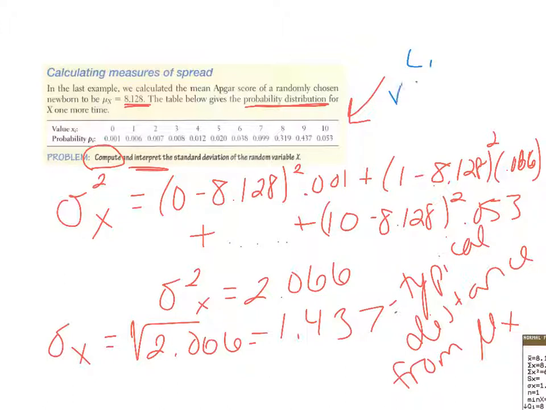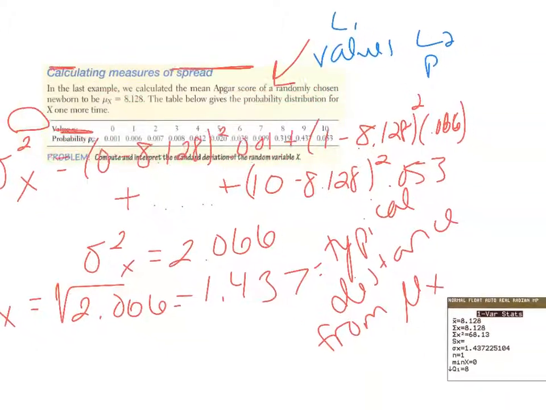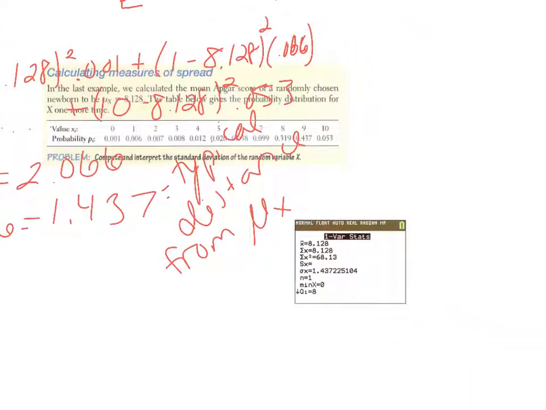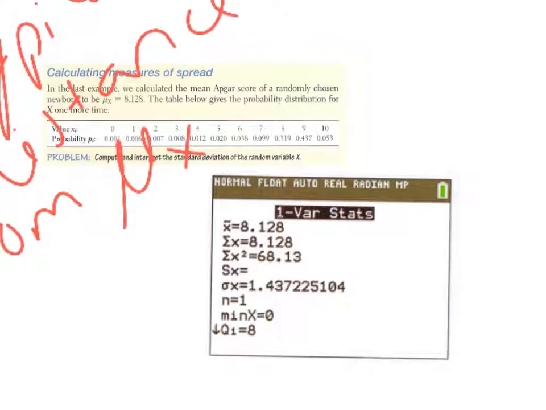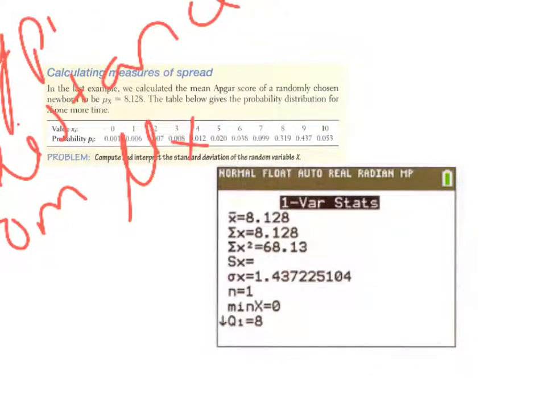List 1 is your values, and list 2 will be your probabilities. So when you put those into list 1 and list 2 with your values and your probabilities, you can pull histograms of that information. You could draw basically any kind of graph you wanted on your calculator with that information.